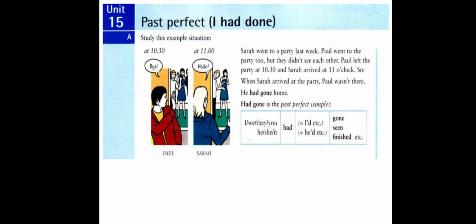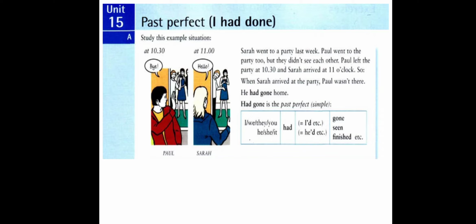So to express both actions in one sentence, we use one in the past, and we can use the subordinate conjunction when to join the two sentences. So when Sarah arrived at the party, Paul wasn't there, he had gone home. So the sentence becomes like this: when Sarah arrived at the party, Paul had gone home.